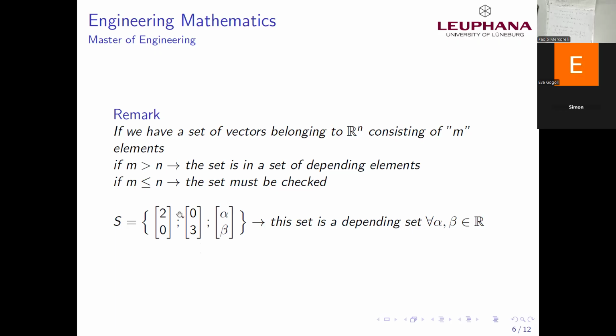Now, this remark is interesting, because if m, the number of elements of the set, the number of vectors, is strictly larger than n, the dimension, I told you about the dimension a couple of weeks ago, directly we can say that the set is a set of dependent elements. We can demonstrate it. It's easy to see with a mathematical demonstration. I will show you.